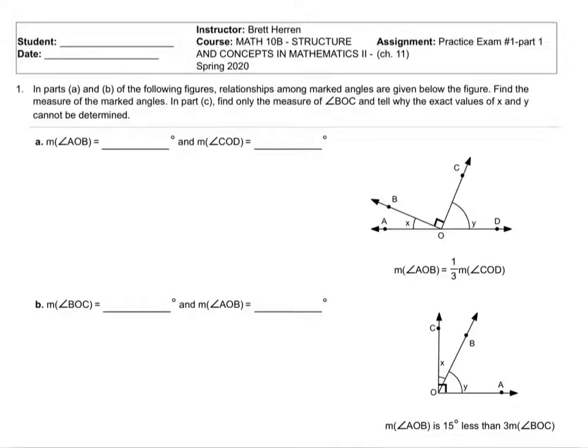All right, so number one, measure of angle AOB. So what are we saying? The following figures, relationships. So we're looking at those angles, and those angles are given. Find the measure of the marked angles. Okay, so find the measure of the marked angles.